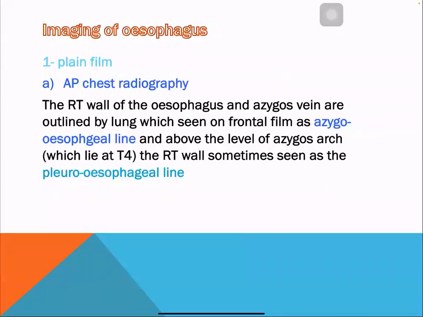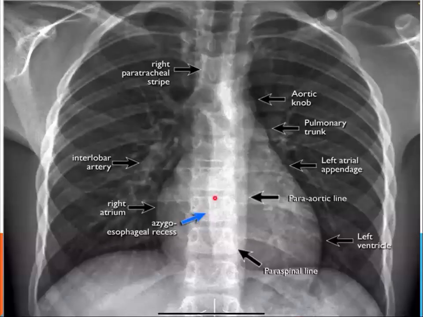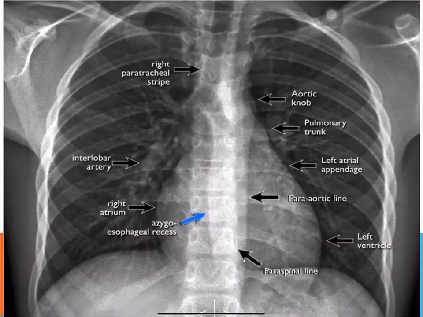Imaging of the esophagus. Starting with the plain film, AP chest radiography, the right wall of the esophagus and azygos vein are outlined by lung, which is seen on frontal film as the azygoesophageal line. Above the level of the aortic arch, which lies at T4, the right wall is sometimes seen as the pleuroesophageal line. Here, this is a chest X-ray showing the azygoesophageal line caused by the right wall of the esophagus and azygos vein. Above T4 there may be a pleuroesophageal line, but it is not demonstrated in this figure.